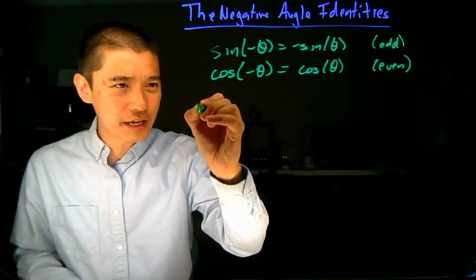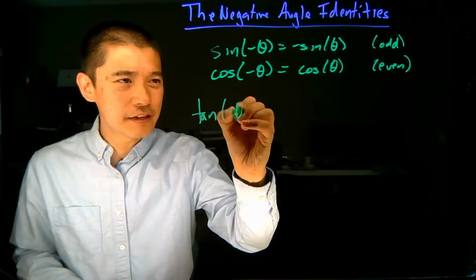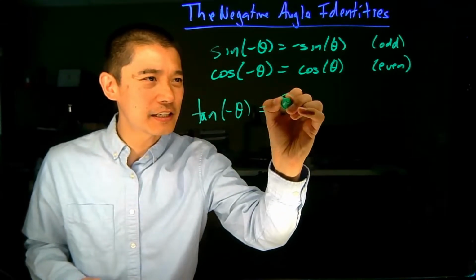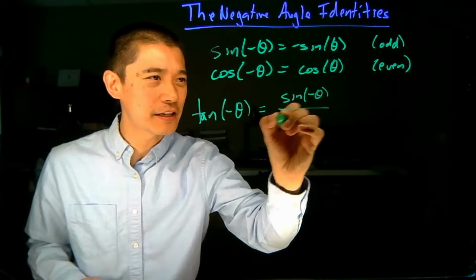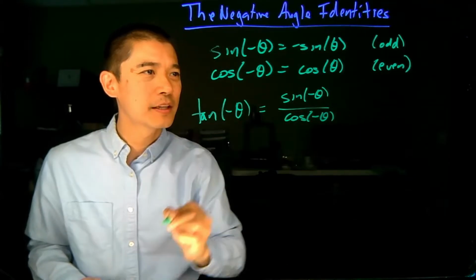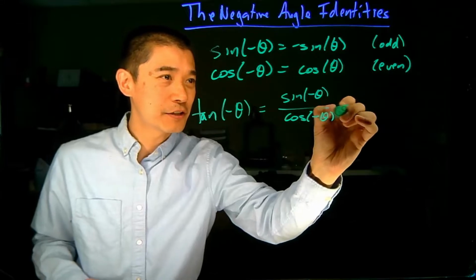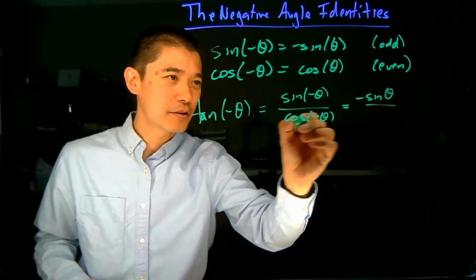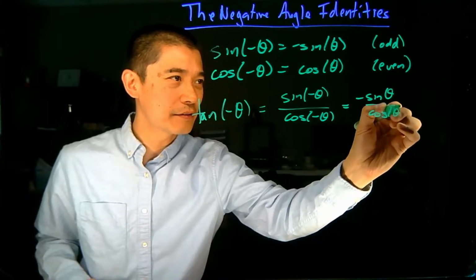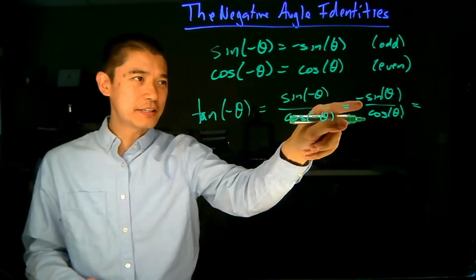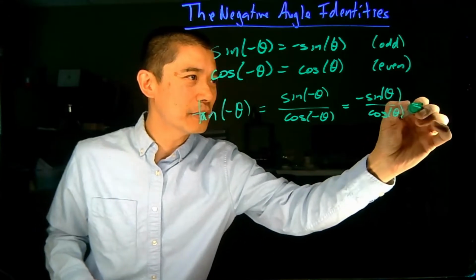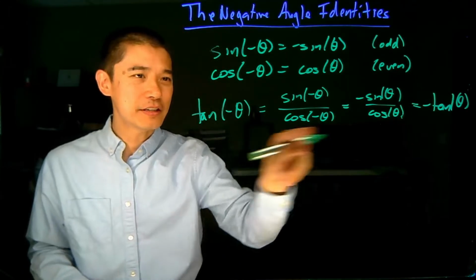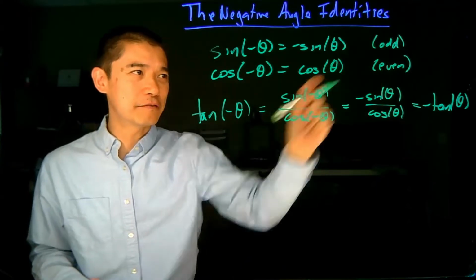So let's do an example. Tangent of negative theta. Well, all we need to do is just make the substitutions. We know that tangent is sine of theta over cosine, or sine of negative theta over cosine of negative theta. Then we use the relationship here. The sine of negative theta is negative sine theta. Cosine of negative theta is cosine of theta. And you can see that the negative sign comes out, and you're just left with negative tangent of theta. And so the tangent function satisfies this property, and it is an odd function.